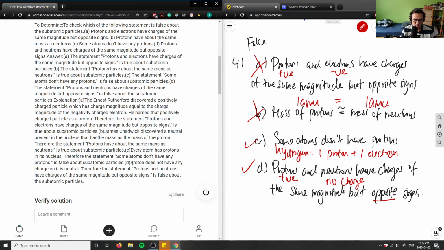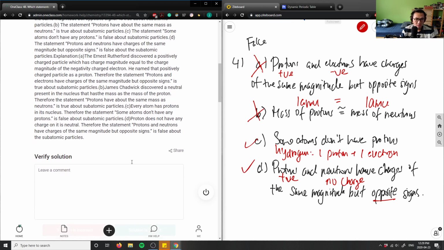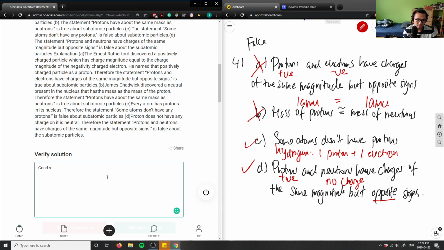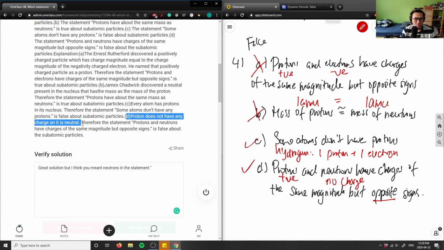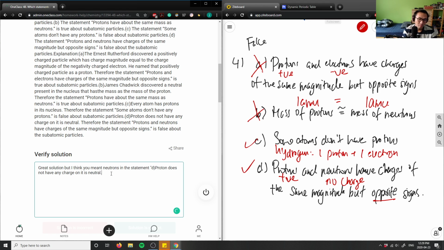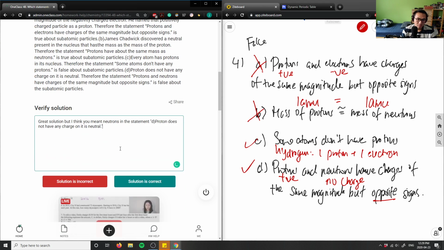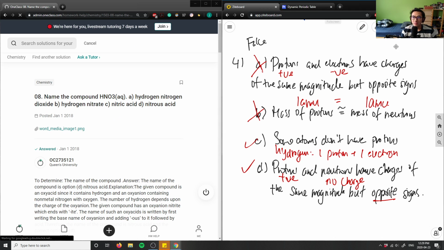And then D here, proton does not have any charge. This is neutrons here. So this statement is that neutrons do not have any charge because they're neutral, not protons here. So I'm gonna correct their solution. Great solution, but I think you meant neutrons in the statement, and I'm going to copy and paste here. So I'm going to say the solution here is correct. Great solution and answer. So this is number 4.